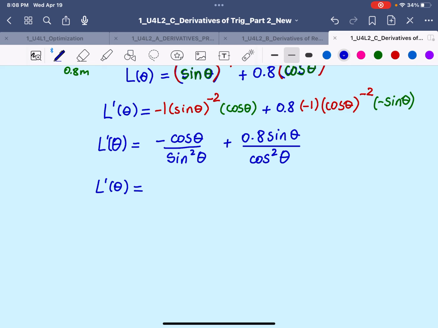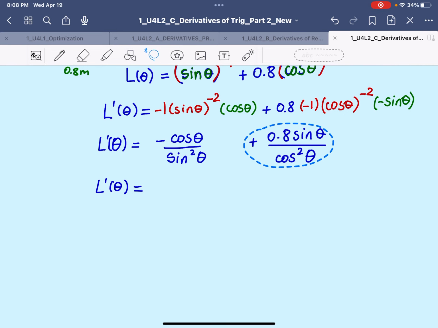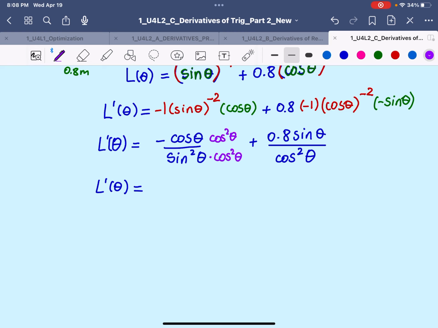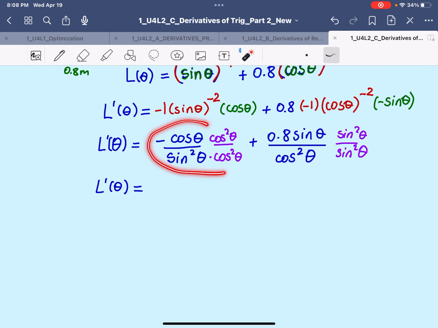So we have some more work to do. That means that we will need to make the denominators the same. We have the denominators sine squared and cos squared, so we're multiplying this by cosine squared theta over cosine squared theta, and we're multiplying here by sine squared theta over sine squared theta. Now you see that we have two rational terms with the same denominator, sine squared, cos squared.